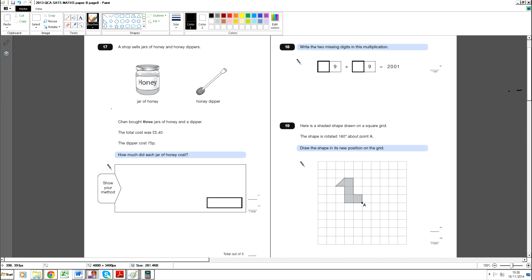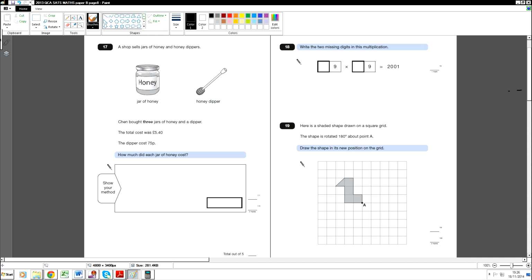Okay. Question number 17. A shop sells jars of honey and honey dippers. Okay, jar of honey and honey dipper. Chen bought 3 jars of honey and a dipper. The total cost was £5.40. The dipper cost 75p. How much did each jar of honey cost?